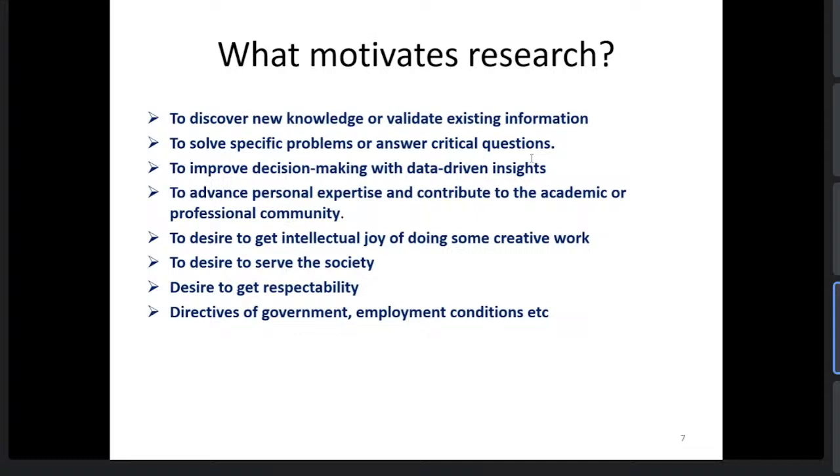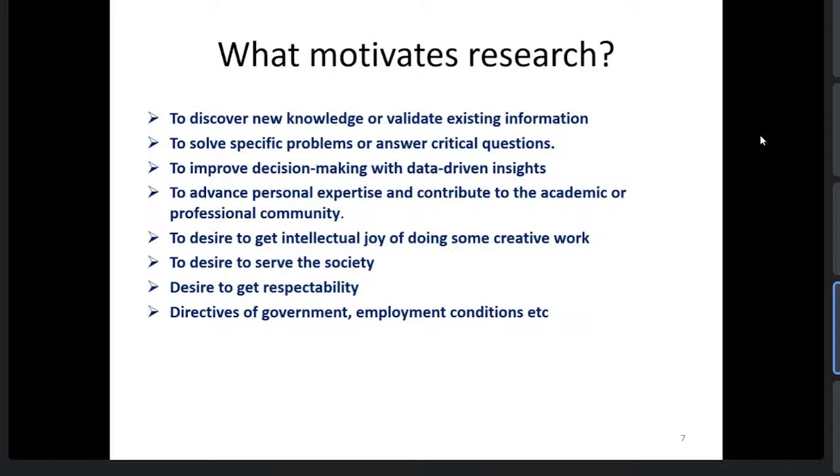So that is, if we are motivated to find any new idea for giving any solution of any real world problems. These are the motivational points. That is, we need to discover new knowledge, or we may need to validate some existing idea or information, to solve any specific problems or answer some critical questions.